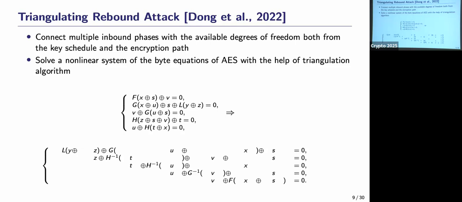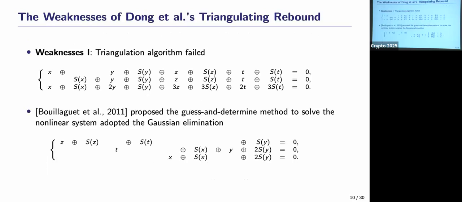Assume we have 7 byte variables in the following byte equations. After triangulation, 2 variables x and s can be assigned randomly and deduce the other variables. However, the triangulation algorithm may fail to find good ways to solve the system. All variables appear in all or most equations simultaneously. However, the system can be simplified by the Gaussian elimination and solved by easily exhausting.